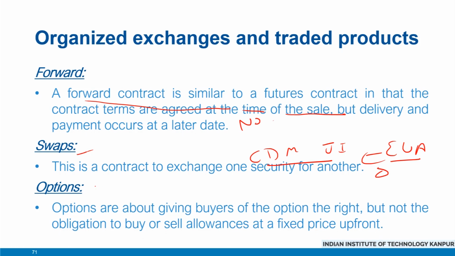Lastly, we have options. Options are about giving buyers the option, the right, but not the obligation, to buy or sell allowances at a fixed price upfront. For example, a call option gives the buyer the right, but not the obligation, to buy the emission allowances at an agreed price. Similarly, a put option allows the buyer the right, but not the obligation, to sell the allowances at a fixed price agreed upfront.